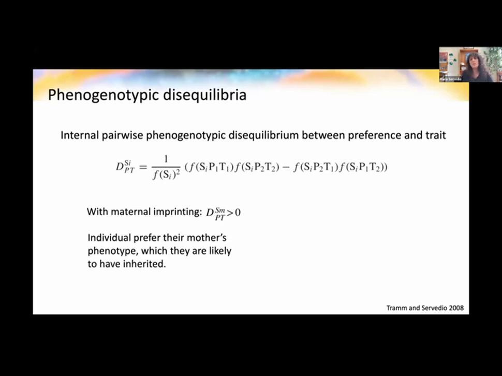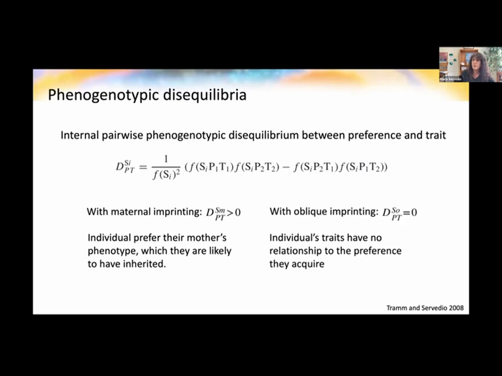And if you do this, you see that this is going to be positive when you have maternal imprinting. And this is because individuals will prefer their mother's phenotype, which they're likely to have inherited. But it's 0 with oblique imprinting. And this is because individuals' traits have no relationship to the preference they acquire because they're imprinting on unrelated adults.